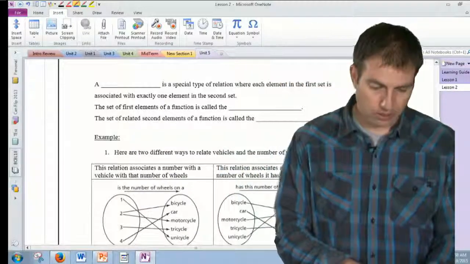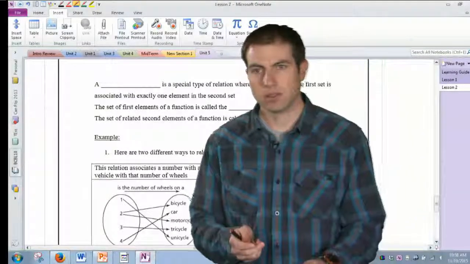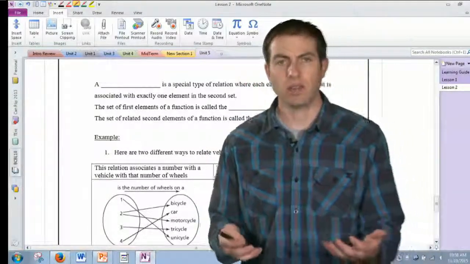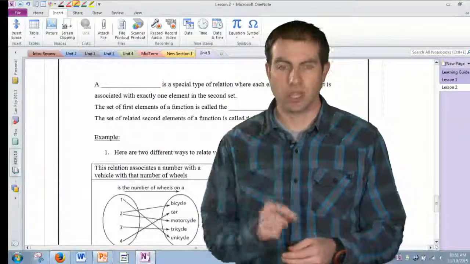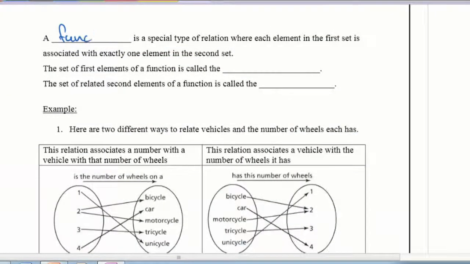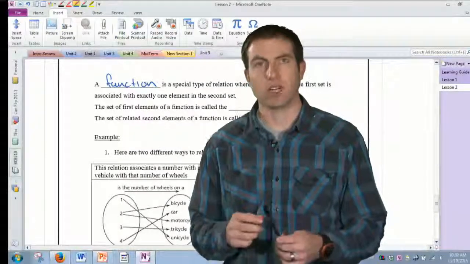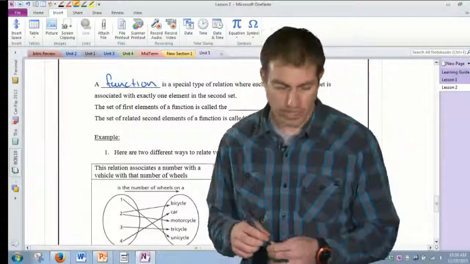And we're going to talk a little bit about functions. We've talked about relations, and now we're going to talk about functions. On the outside, they're very similar, but they have unique characteristics. A function is a special type of relation where each element in the first set is associated with exactly one element in the second set. So functions are relations, but relations aren't functions. It's kind of like a square is a rectangle, but a rectangle isn't a square. If you ever thought of that.